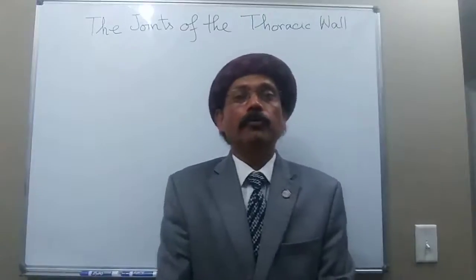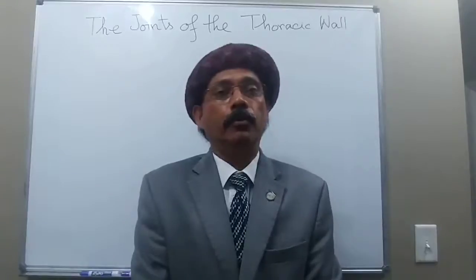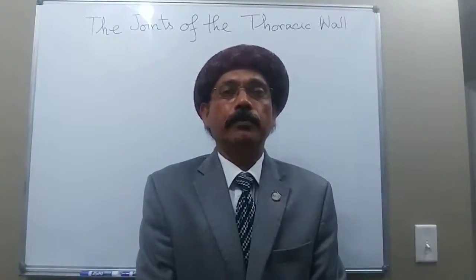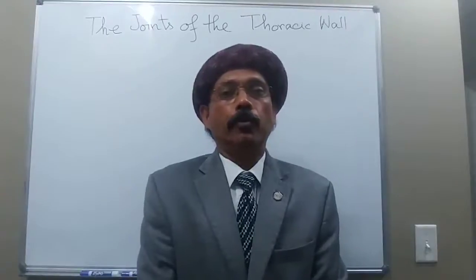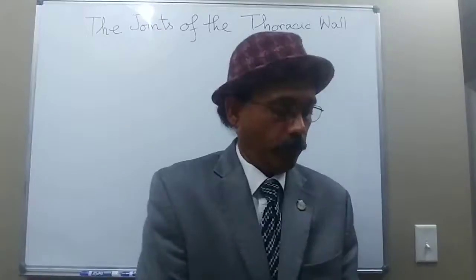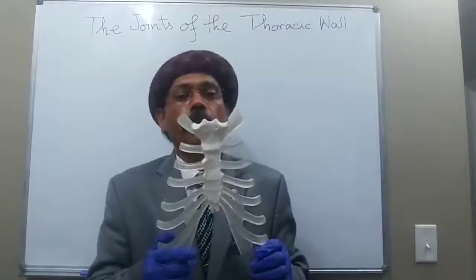Today I will discuss the joints of the thoracic wall. We have multiple bones. In the thoracic wall, we have 12 pairs of ribs, 1 sternum, and 12 thoracic vertebrae. So we'll start one by one with the joints. First of all, we'll go to the anterior thoracic wall.